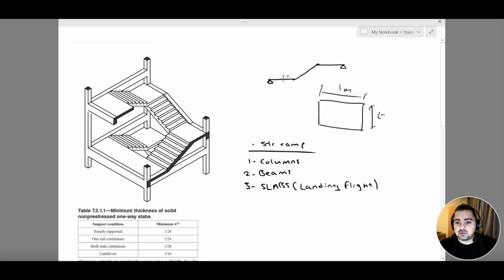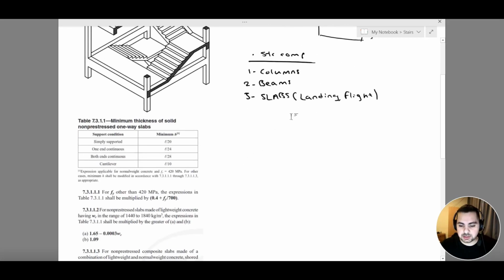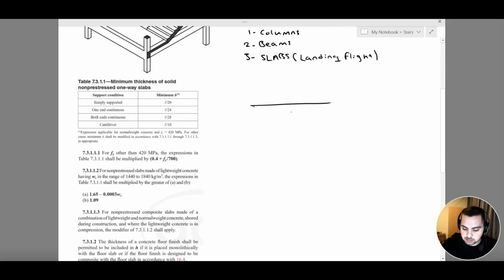Now, the second conclusion that we have to go to is, what are these two supports? What are they? So these two supports are basically my beams, because we said that we have our landing, stairs, landing, and then my landing transfers the load to my beam and from my beam to my column. So the reaction here, I'm going to have my reaction in kilonewtons per meter.